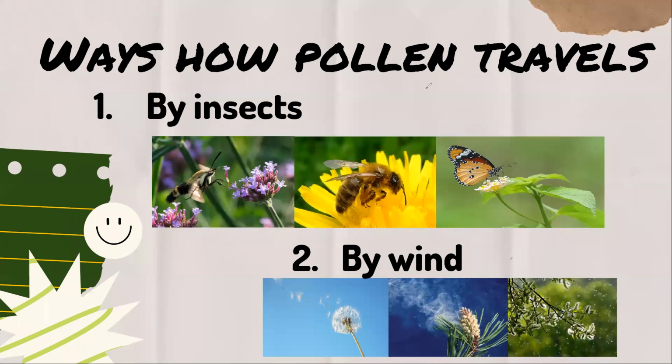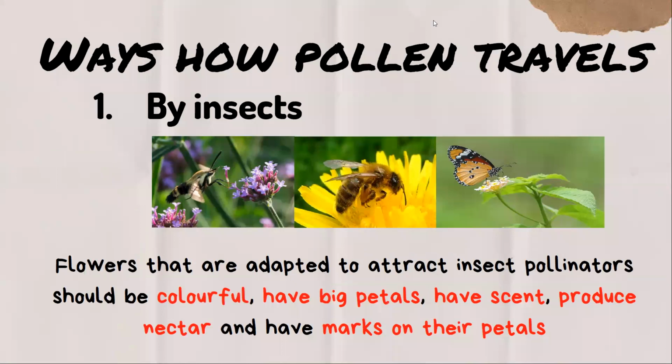Okay, what I want to highlight in this class is how plants are adapted to a certain way of travelling for pollen. All right, let me talk about it. You'll be like, teacher, what do you mean? Okay, don't worry, we'll talk about it. All right. Okay, number one, by insects.